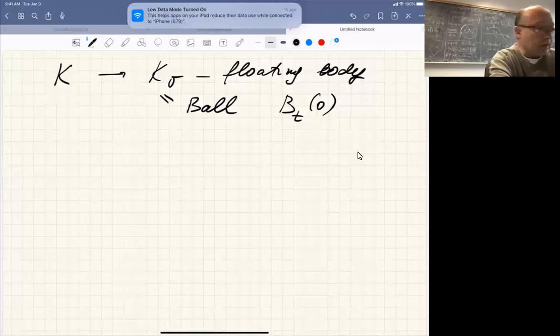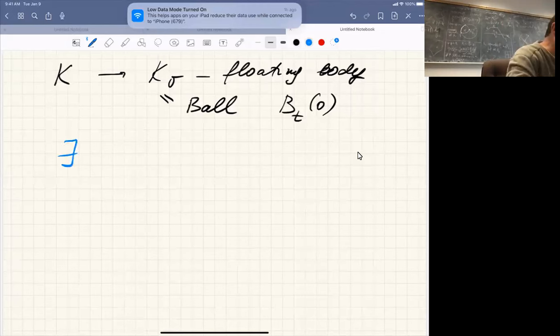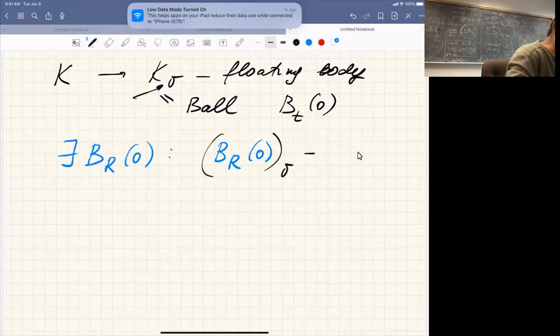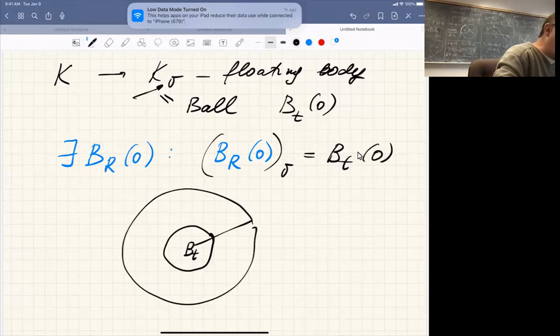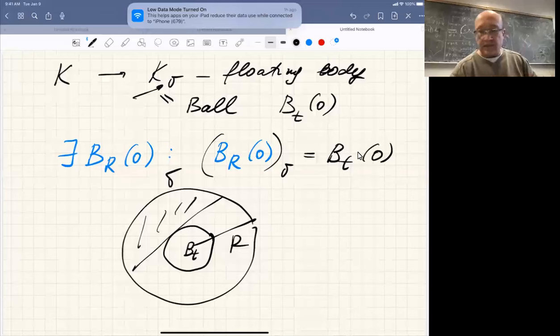Yes. So, and then of course, this is your question. Of course, there exists a ball of some radius R centered at the origin, so that if you take the same delta, and you take the floating body for this ball, it will be exactly this T. Of course it exists, because everything is symmetric. You put this BT, yes, and put this R in a smart way so that you chop off delta. Well, clear, it exists.